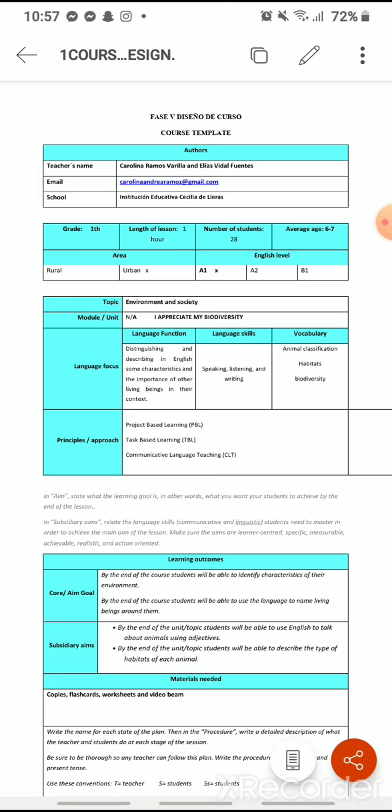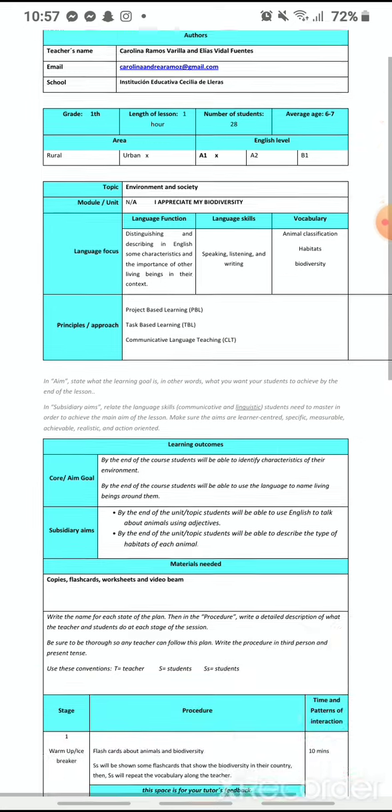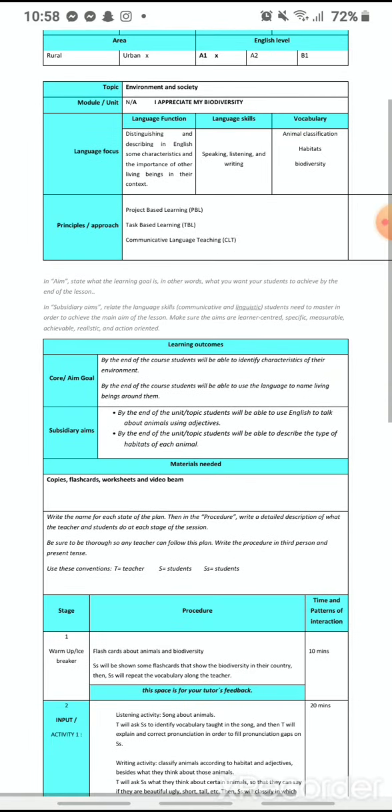And today we're going to explain to you about our course design. We used the educational institution Cecilia de Lleras, and the topic we chose was environment and society. The unit was appreciate my biodiversity.